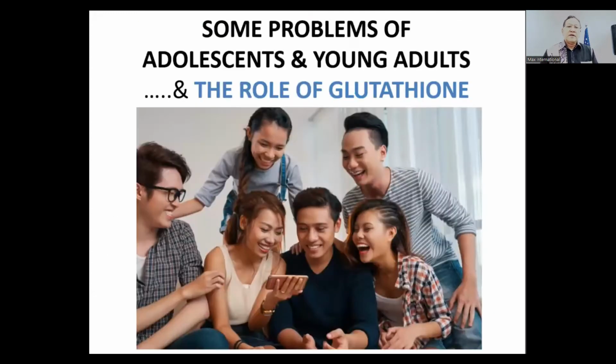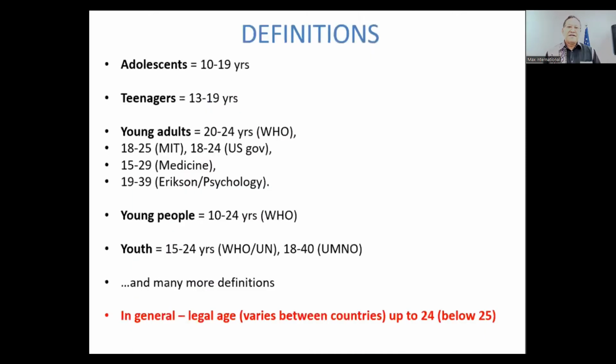Okay, so let us then move to some of the problems that adolescents and young adults face, and what is the role of glutathione in this. Before we do that, let us first define what we mean by adolescents and young adults. Okay, these are some definitions. Adolescents refer to those 10 to 19 years, teenagers, of course, 13 to 19.